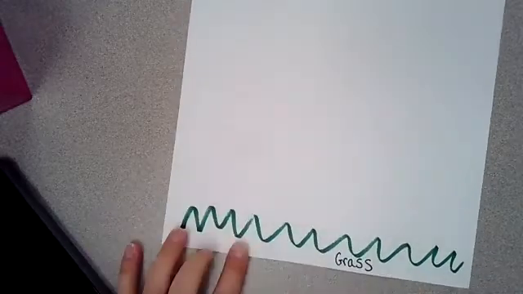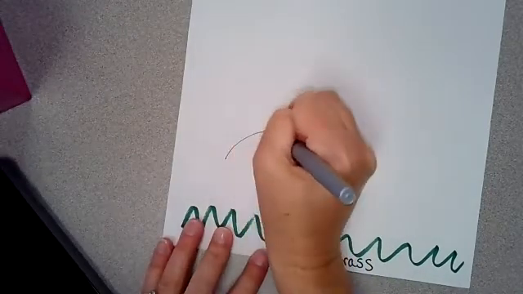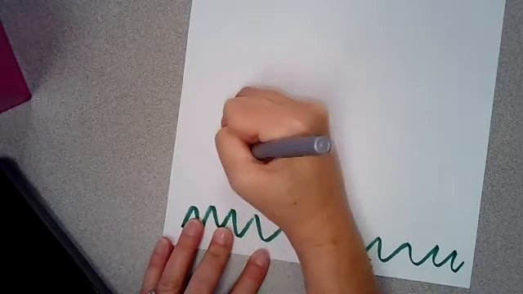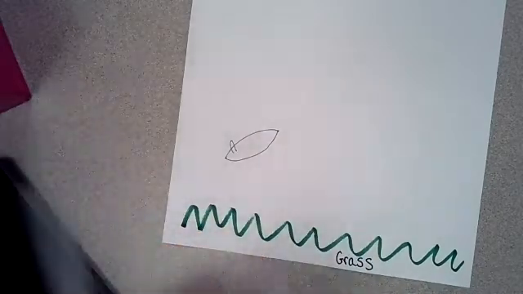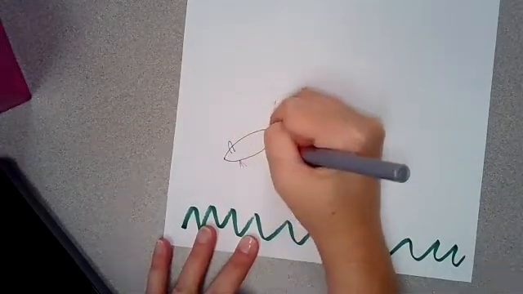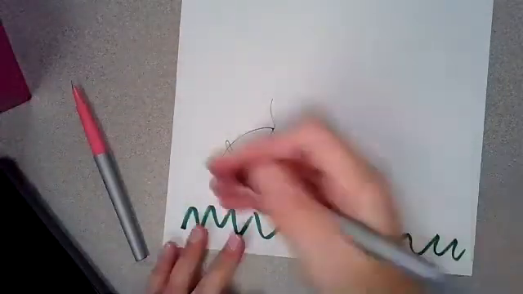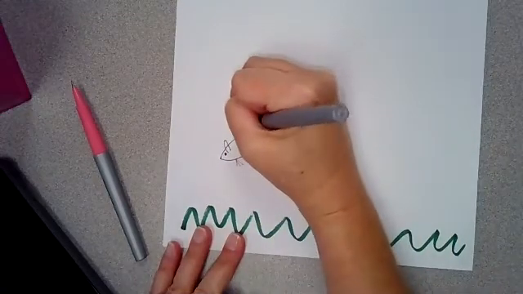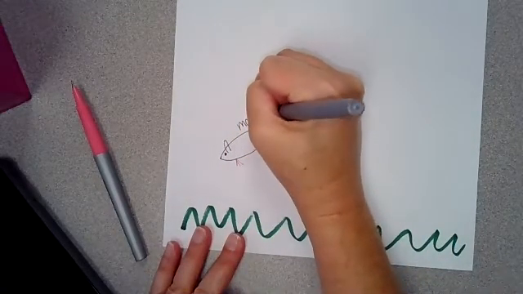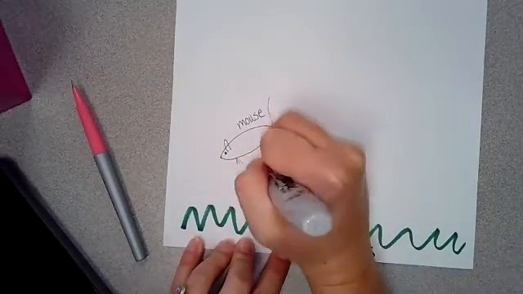Now, the grass is eaten by the mouse, so we're going to draw a little mouse. Nobody at home or in class is allowed to make fun of Miss Ross's sad little drawings because they are truly sad. Here is the little mouse's tail, the little pink feet, and a little eyeball. It doesn't have to be perfect. This is a mouse. The mouse eats the grass, so you're going to draw a line going from the grass into the mouse.